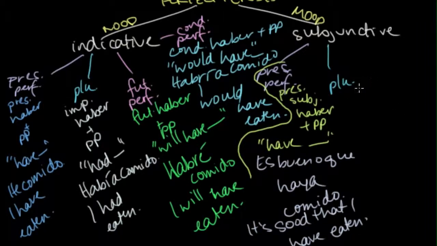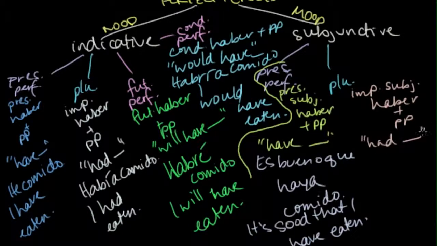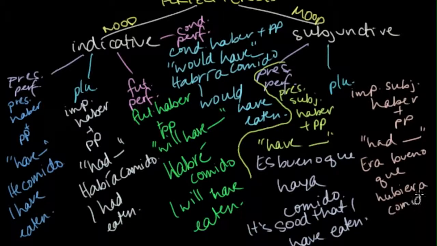Now onto the pluperfect subjunctive. This is formed with the imperfect subjunctive of haber plus the past participle. It means had something, and again we need our subjunctive starter, and the pluperfect subjunctive needs to be used when we would use the imperfect subjunctive, so in the past. So era bueno que hubiera comido. It was good that I had eaten.